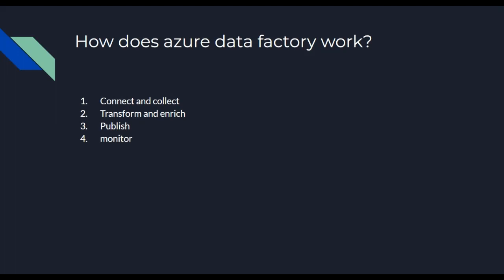Next, the third one, publish. Lastly, the cloud data is converted to on-premises sources such as SQL Server or stored in cloud storage for business intelligence and analytics applications. Next, the fourth one is monitoring.